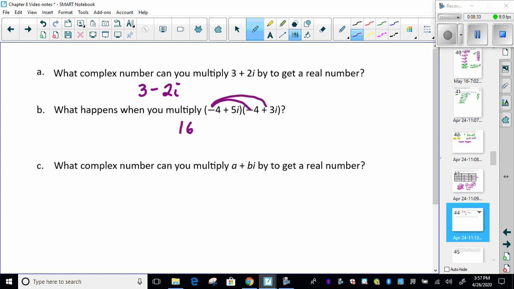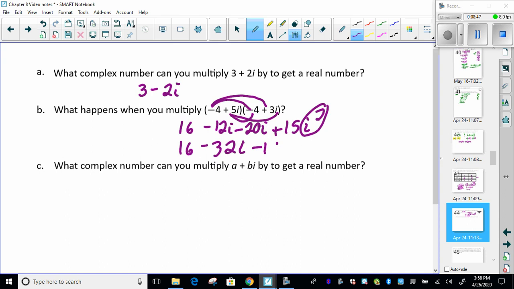16 minus 12i minus 20i plus 15i squared, which is 16 minus 32i. I squared, remember, is negative 1, which means that becomes minus 15. Lastly, that becomes 1 minus 32i. Anything special happen? No, I have a new complex number. It's not any kind of special complex number. It's just a complex number.